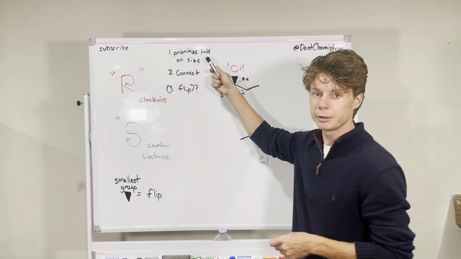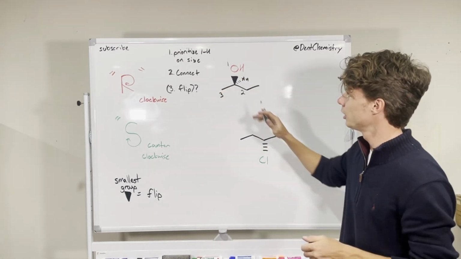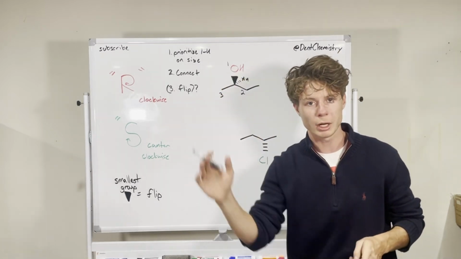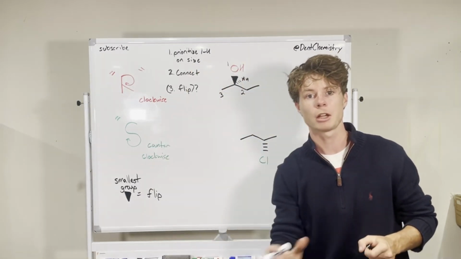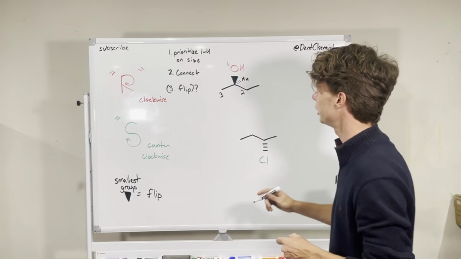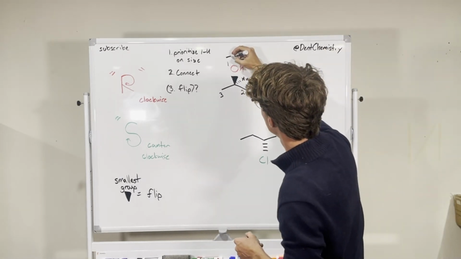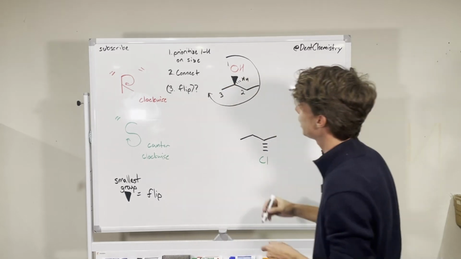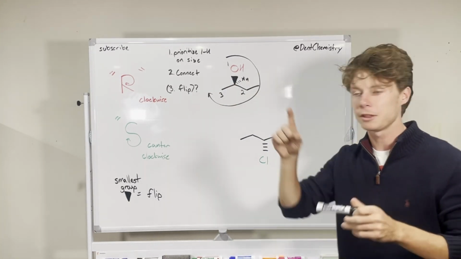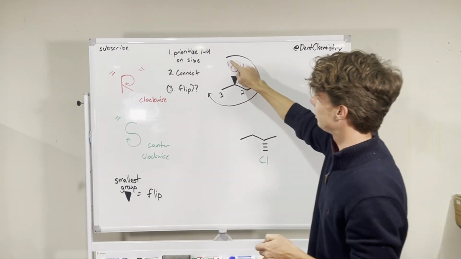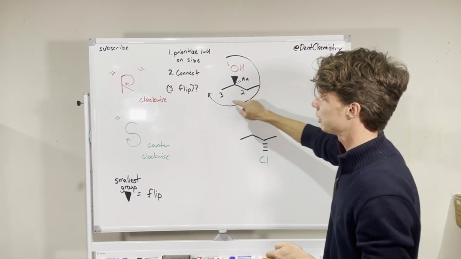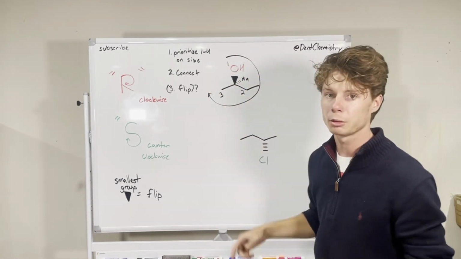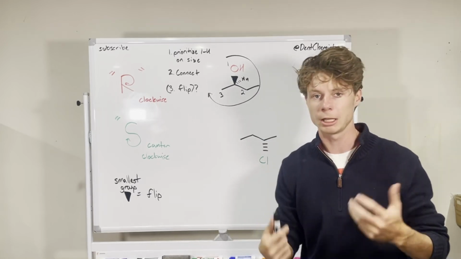I've done number 1. Next, I can connect my priority group. So I'm going to start at 1, then go to 2 and 3, and I'm going to make a cycle that connects 1, 2, and 3 all together. So I'll start at 1, I'll go down to 2, and I'll go to 3 like this. I've made my arrow, I've made that cycle, and I can see from this that I am currently going clockwise. So right now, I would say that this stereocenter here is R, and I would label it such.